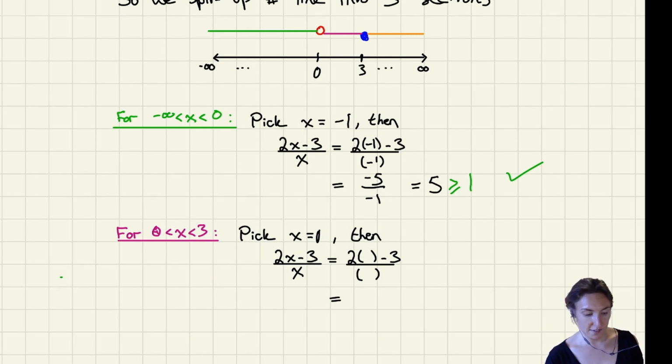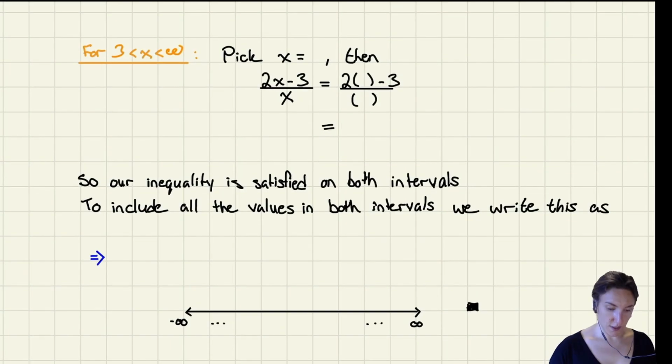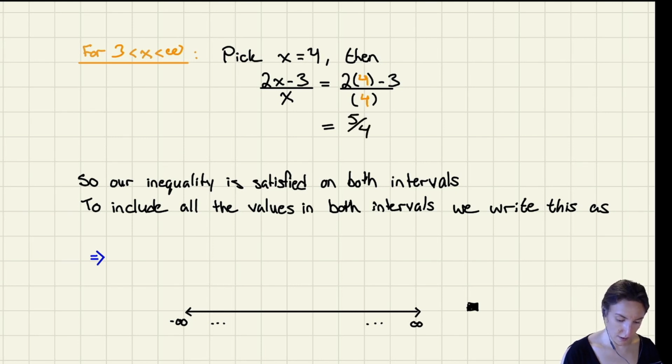Between 0 and 3, again, I like 1. 1s are easy. I'm going to plug in 1. So 2 minus 3, negative 1, and then I have 1 on the bottom. So this one is negative 1, which is not greater or equal to 1, so it's not included. Between 3 and infinity, I pick 4. Okay, so I'm going to sub my 4 in. This is equal to 5 over 4. Yep, this is greater or equal to 1. So this one is also good.